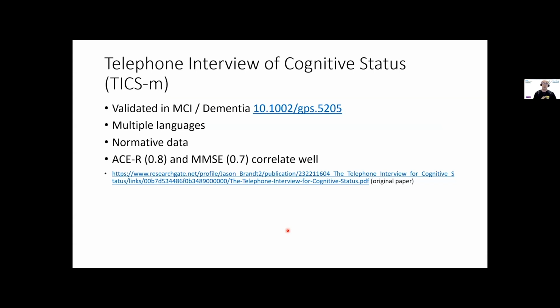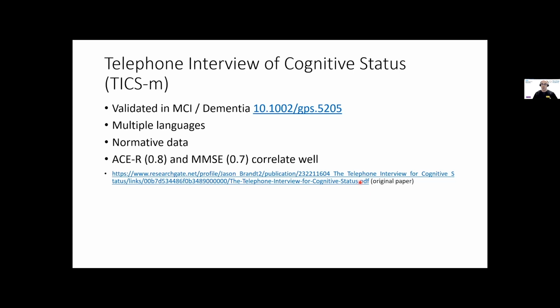So I much prefer the ACE-R, which was initially developed for frontotemporal dementia; it's exquisitely sensitive to executive dysfunction, and the MoCA. But the TICS and the TICS-modified have been validated for many, many years now, and there's quite a bit of literature behind them. So I've put up the link to the original paper, and we can drop that into a page for you, or get it to you some other way. The PDF is available from ResearchGate for free.